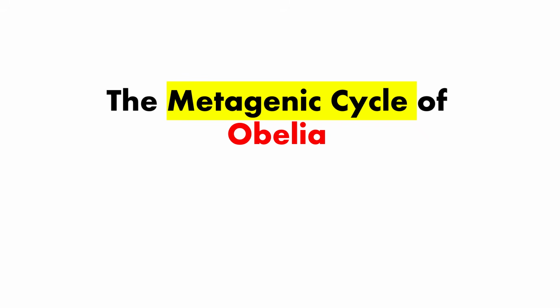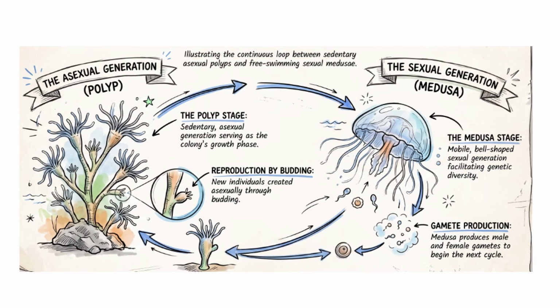So we'll be studying the life cycle of Obelia, which shows metagenesis. Now see this diagram, analyze this diagram very carefully. You will find here this is a polyp stage. Clear? This is polyp stage, and polyp stage is sedentary. You know very well. It is sedentary, asexual generation, and its work is to increase the number of the population.